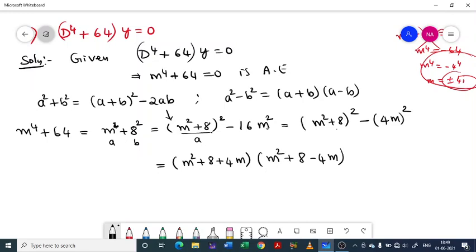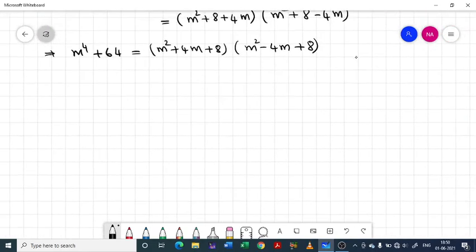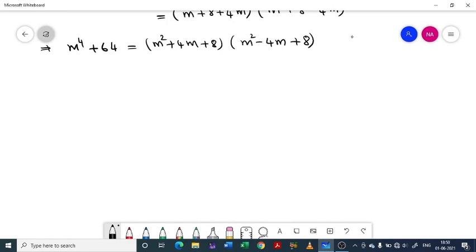Now solve this. You can rewrite this as m power 4 plus 64 equal to m square plus 4m plus 8 into m square minus 4m plus 8. Now you can use the formula for quadratic equation, Sridhara's rule. Using that rule, you can find the roots of this equation to be 2 plus or minus 2i and minus 2 plus or minus 2i.